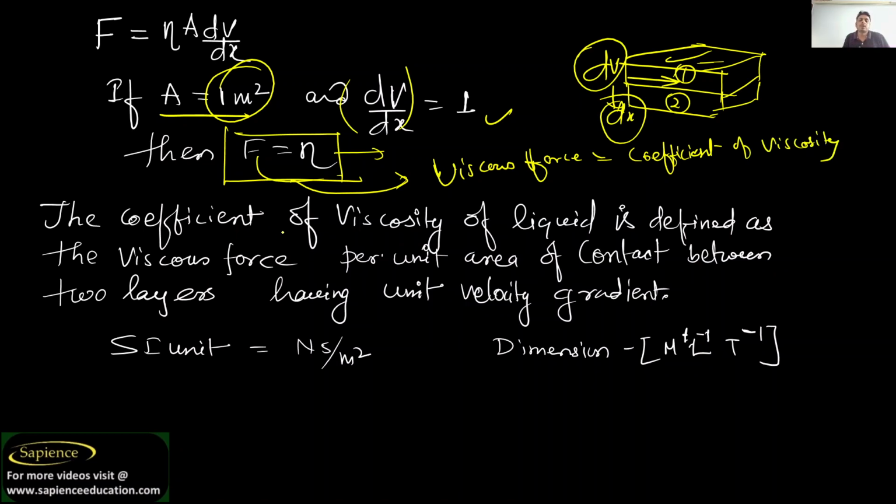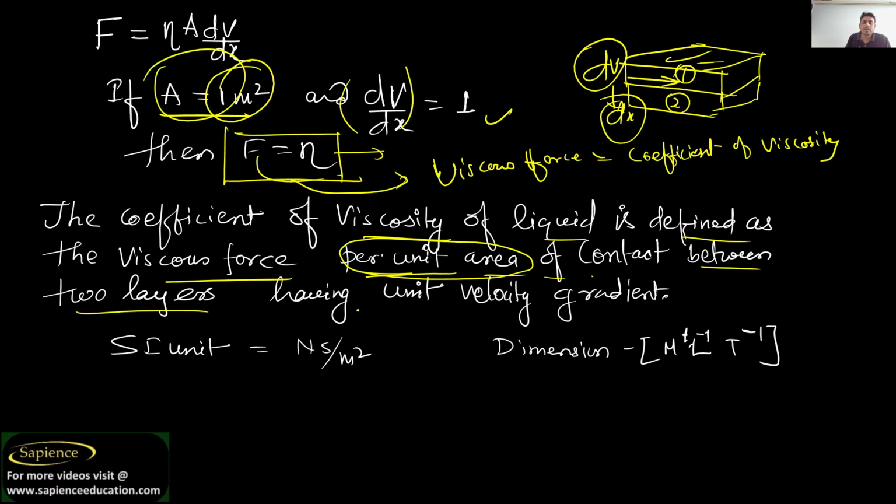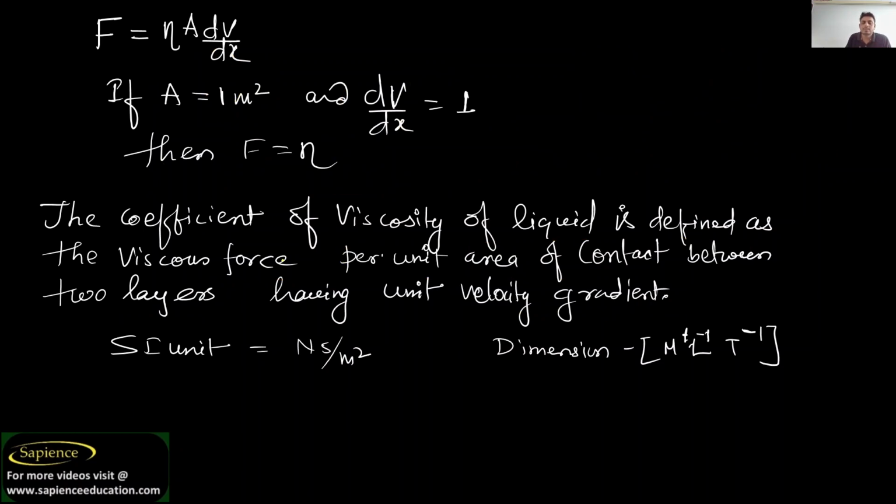Okay, now the coefficient of viscosity of a liquid is defined as the viscous force per unit area of contact between the two layers having a unit velocity gradient. So how much velocity gradient should there be? It should be unity. So this is the definition of the coefficient of viscosity.